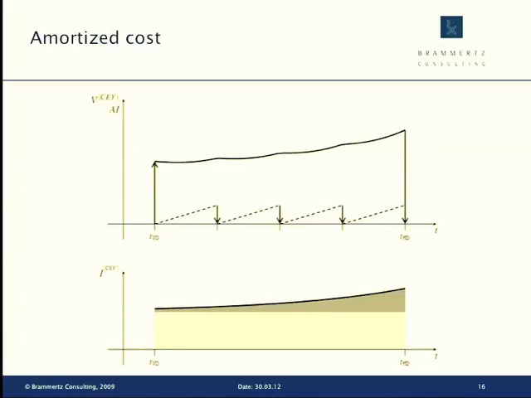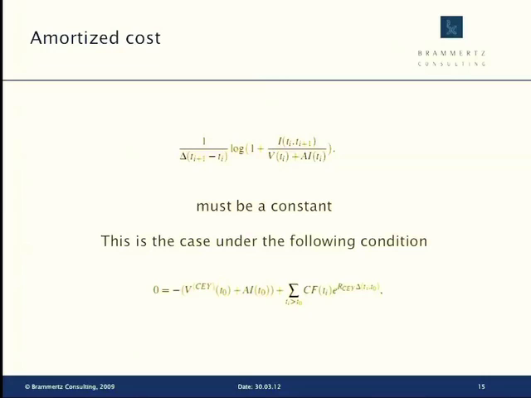Because take the other case. Now we will come back to that. But this is amortized cost, and it's based on this formula. It's an internal rate of return formula.